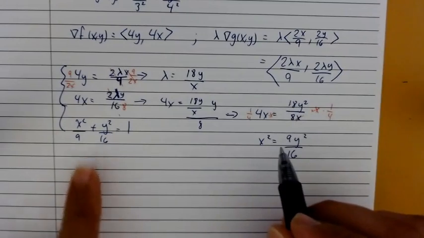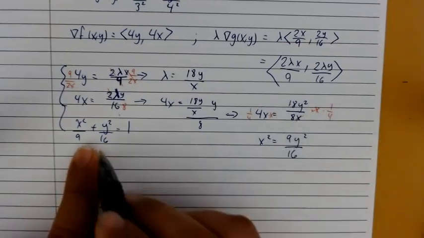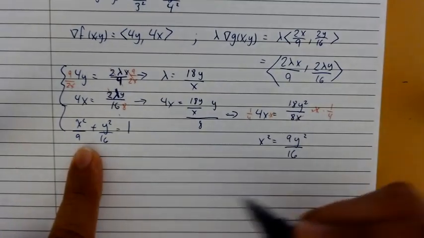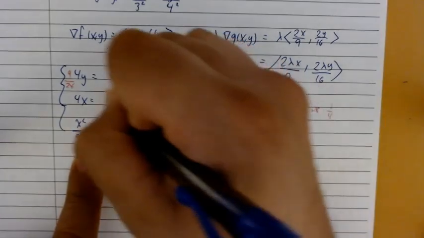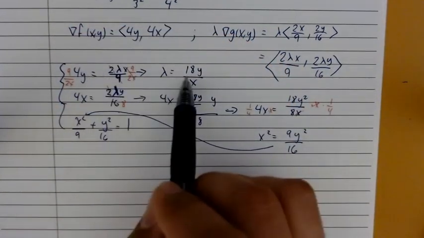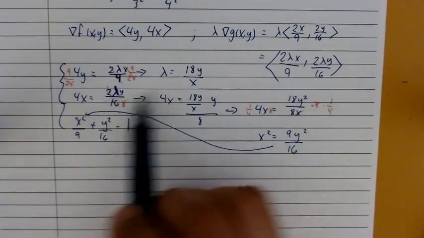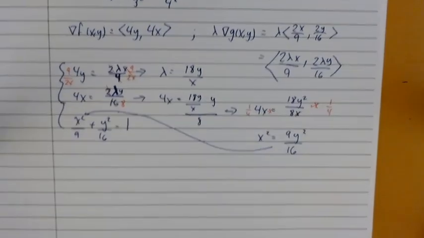But now I have x squared equals this stuff, so now plug that into the remaining equation, and that'll help you solve for y. So now this gets plugged in over here. Notice the pattern. Solve for lambda, plug that in. Solve for one of the variables, plug that in. Now solve for your remaining variable.